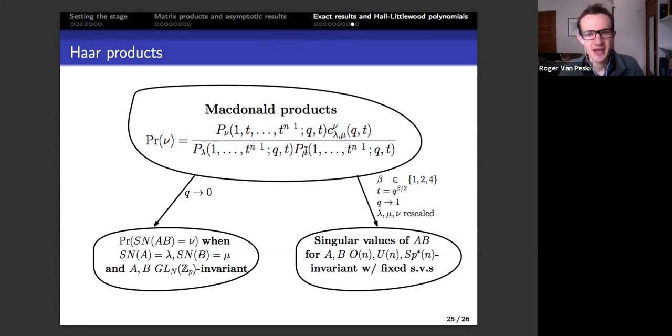But anyway, as you take q to 0, you get this measure which describes the product of two random p-adic matrices with fixed singular numbers. As you take the exact same other limit as before, you get a measure which describes the singular values of the product of two either orthogonally, unitarily, or symplectically invariant matrices with fixed singular values, which come from the appropriate limit of lambda and mu as these rescale into real signatures.